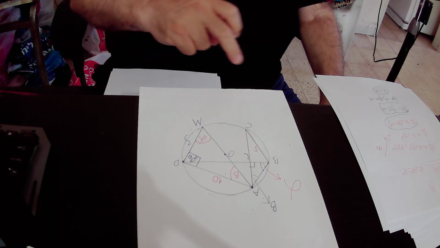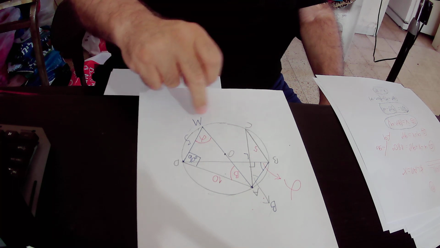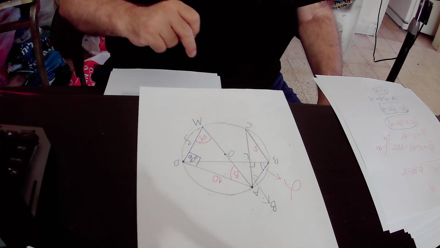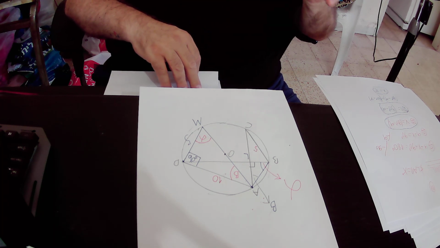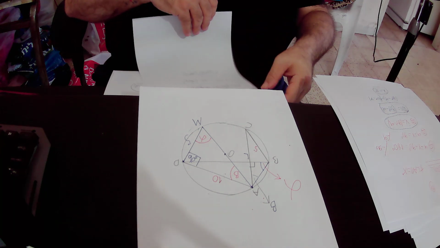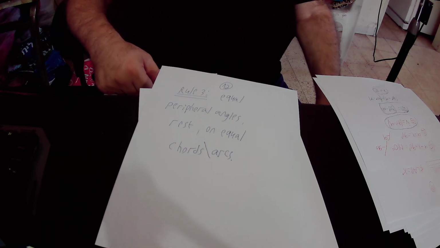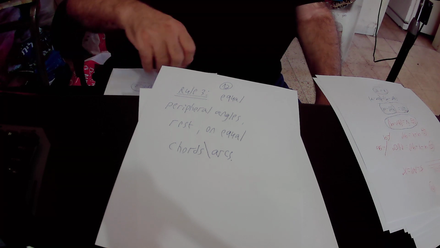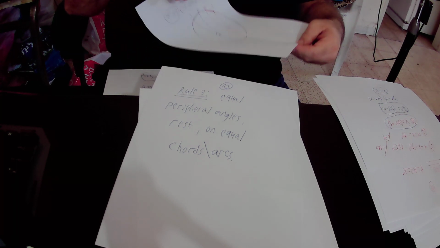Okay, so we have angle BAL that equals beta, and we have also angle MAB that also equals angle beta. So both of those angles, those peripheral angles, equal beta. And we have rule number 3 that states that peripheral angles that are equal rest on equal chords or equal arcs. So I will explain again the meaning of rule number 3.